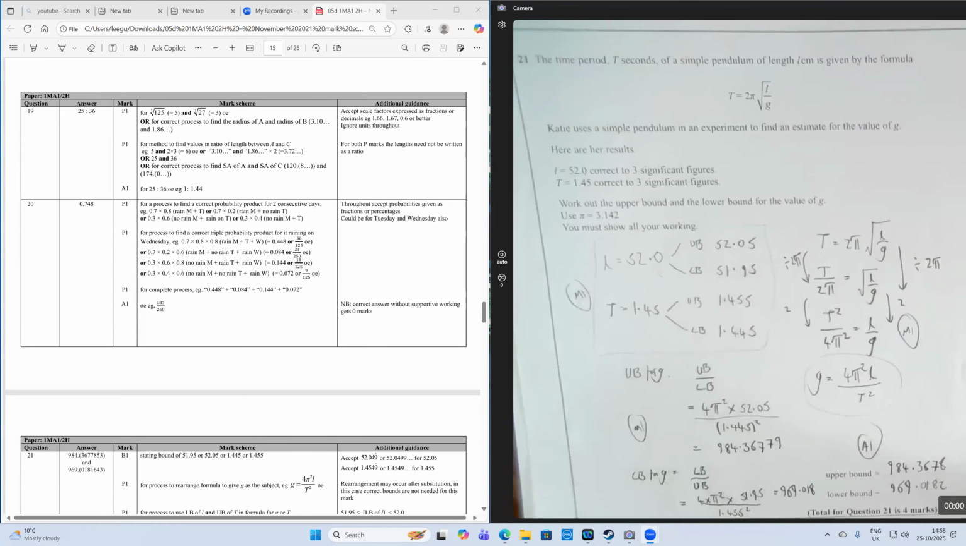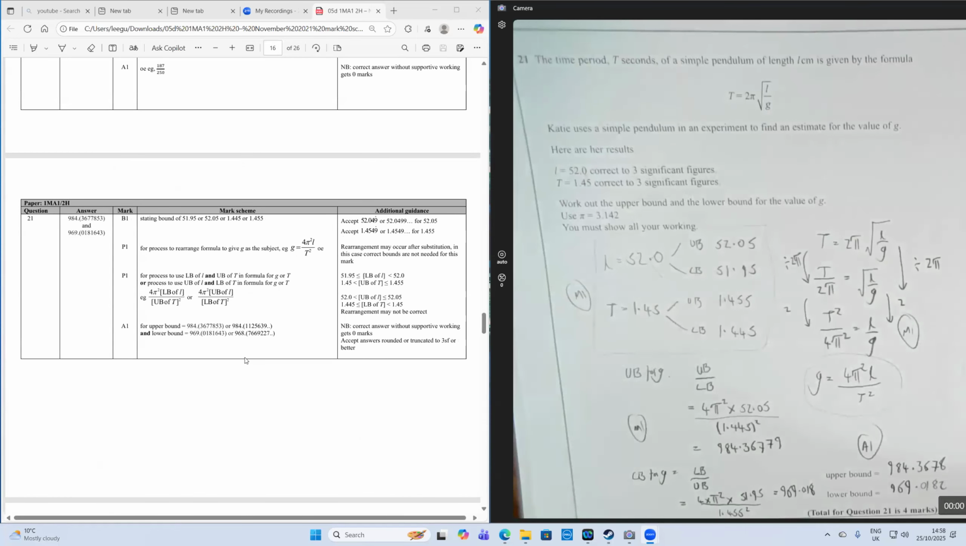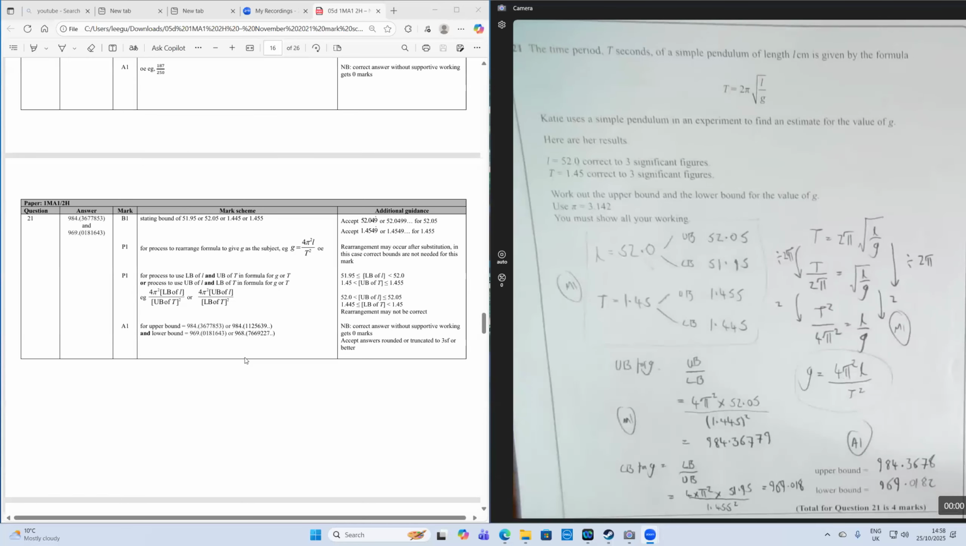Perfect. Well, we're now on the last question on the paper, the last grade 9 kind of question. And let's have a look at this very last question on this paper. So it says the time period in t seconds of a simple pendulum of length L is given by the formula t is equal to 2 pi times by the square root of L over G. Katie uses a simple pendulum in an experiment to find an estimate for the value of G. Here are her results. L equals 52.0, T equals 1.45, and they're both correct to 3 significant figures. Work out the upper and the lower bound for the value of G, using pi to be 3.142. You must show all of your working.